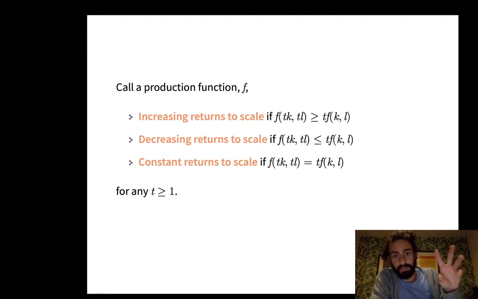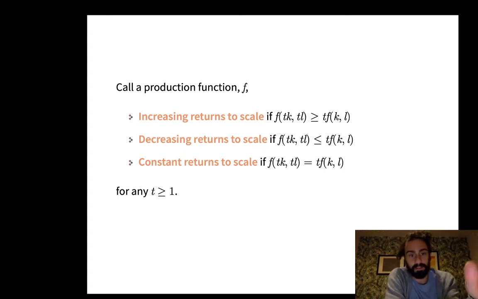And these relationships would be totally switched around if you just picked scale factors less than 1. That's just an algebraic identity. Something is called constant returns to scale if it's both increasing and decreasing returns to scale, which means that when I multiply both my inputs by a common scale factor, my output is multiplied by exactly that same scale factor, right? So if I double my inputs, I double my output. If I triple my inputs, I triple my output.